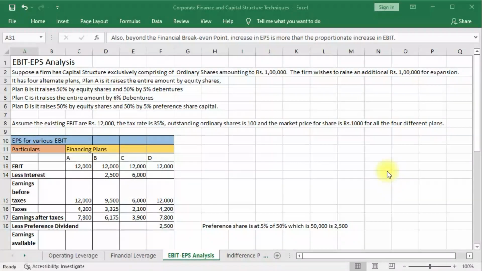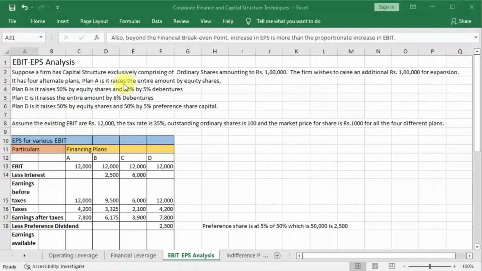In this EBIT-EPS analysis, the illustration we are giving is: suppose a firm has a capital structure exclusively comprising ordinary shares amounting to rupees 1 lakh, or 100,000. The firm wishes to raise an additional rupees 1 lakh for expansion. The firm has four alternate plans.